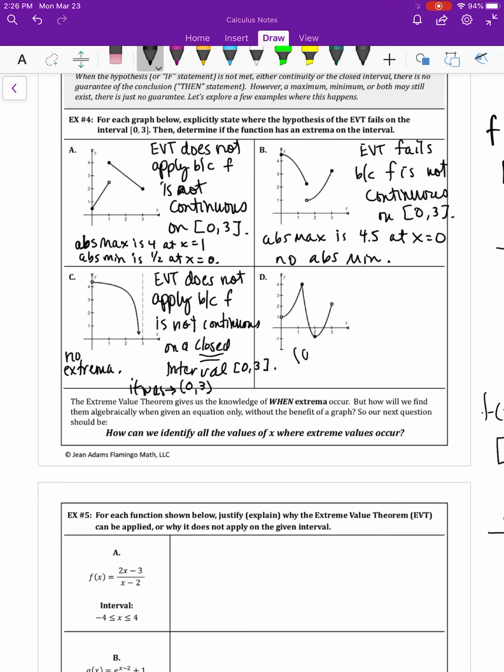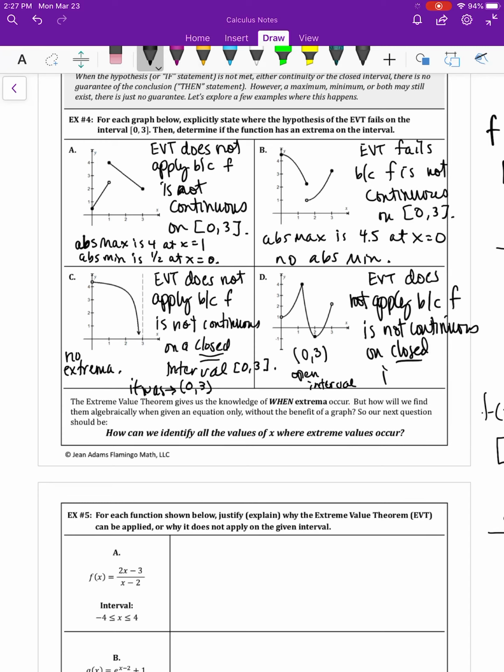Okay, for part D. If you notice, your endpoints are open circles. So again, even though it's continuous in between those, since your interval is an open interval, 0, 3, that's why your EVT does not apply. So the extreme value theorem does not apply because f is not continuous on a closed interval. So I'm going to underline the word closed interval, 0, 3. Okay.